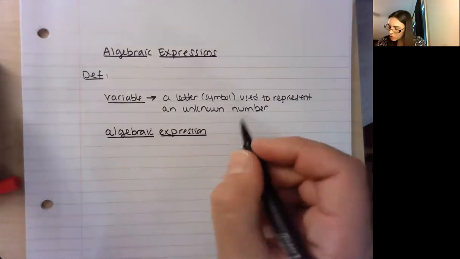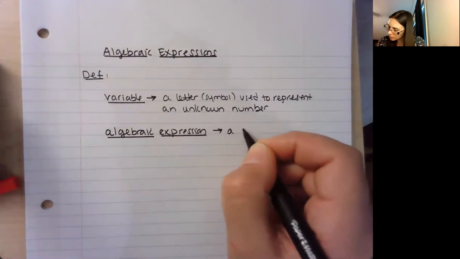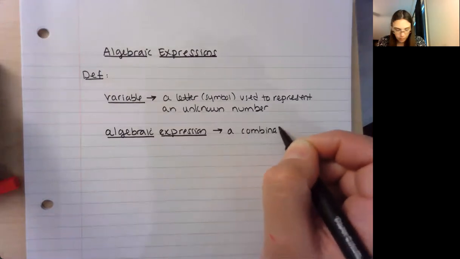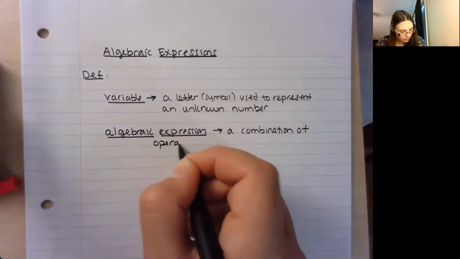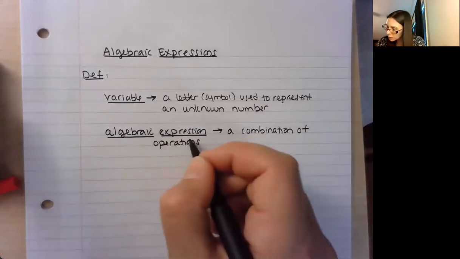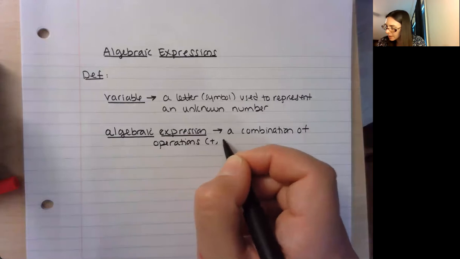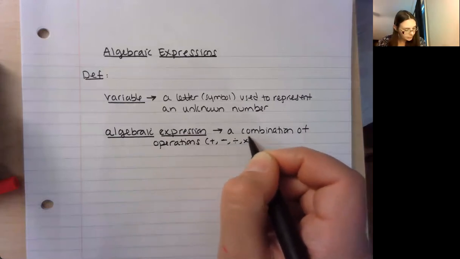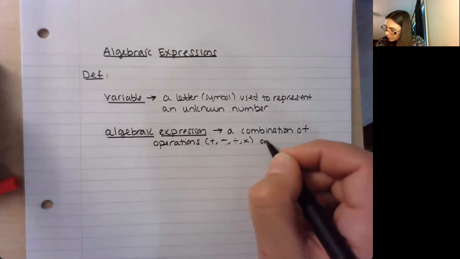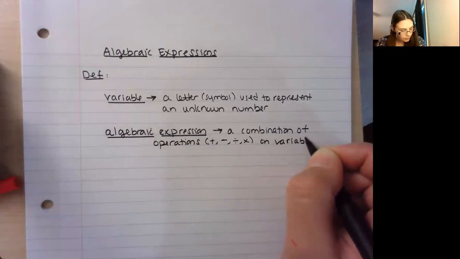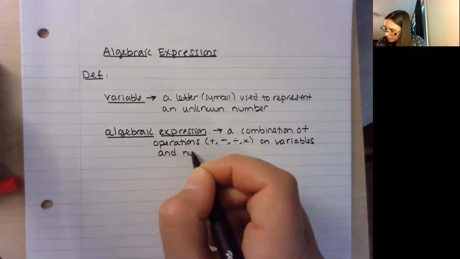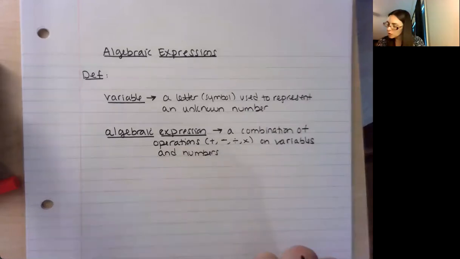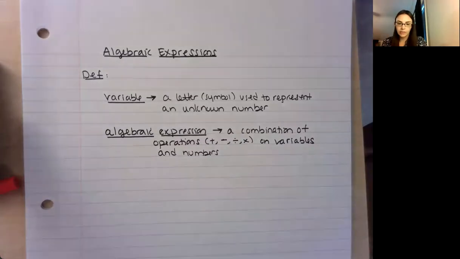And an algebraic expression is just a combination of operations. So again, it could be adding, subtracting, dividing, or multiplying on variables and numbers. Sometimes we'll just use the word expression instead and we'll drop algebraic. So if you just hear the word expression, that's totally fine.